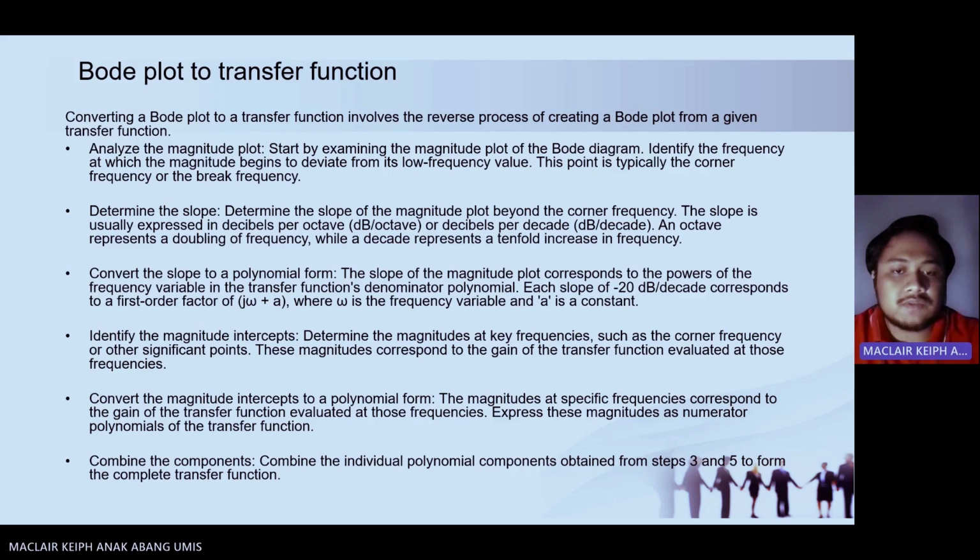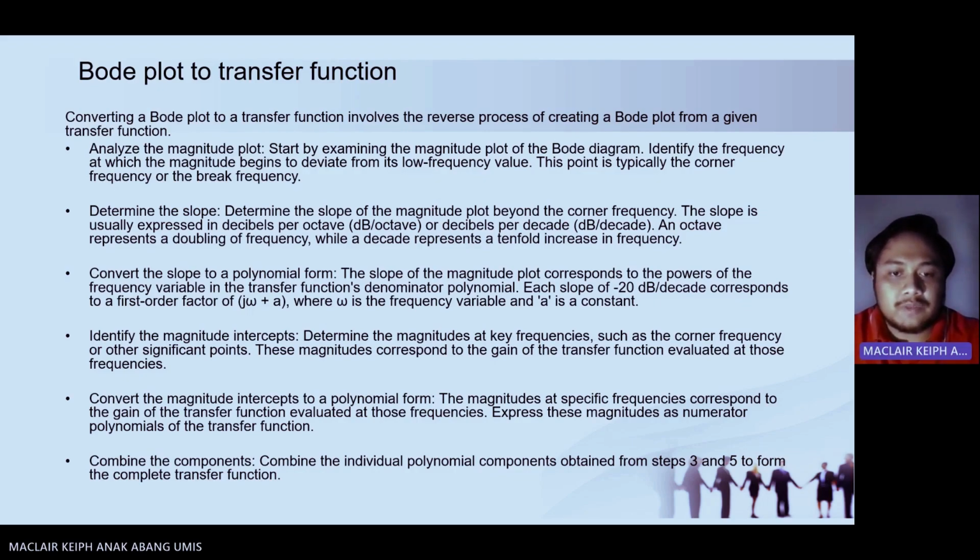Next, about Bode plot to transfer function. Converting a Bode plot to a transfer function involves the reverse process of creating a Bode plot. First, we analyze the magnitude plot. Start by examining the magnitude plot of the Bode diagram. Identify the frequency at which the magnitude begins to deviate from its low frequency value. Next, determine the slope of the magnitude plot beyond the corner frequency. The slope is usually expressed in decibels per octave or decibels per decade. An octave represents a doubling of frequency, while a decade represents a tenfold increase in frequency.